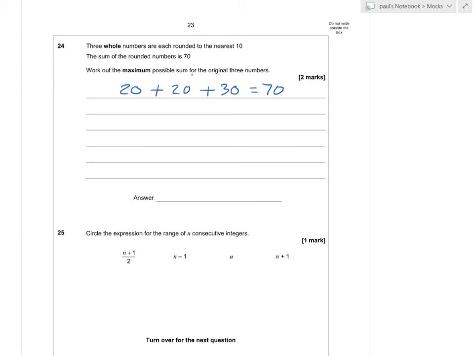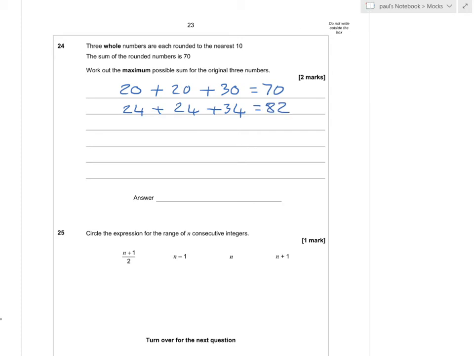But these numbers are rounded to the nearest 10. The maximum possible sum for the original. So we're going to call that 24 plus 24 plus 34. Yeah. So that's 82. 82 is the maximum it can be. So that was question 24.